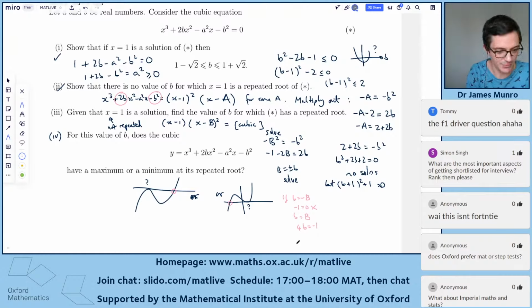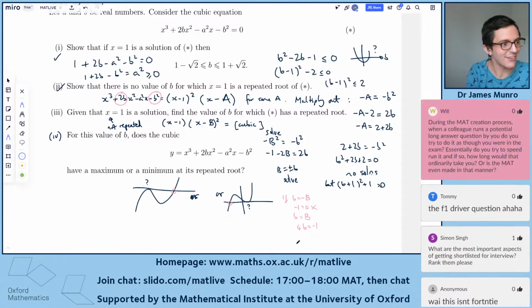There's other questions from before. During the MAT creation question, when a colleague runs a potential long answer question by you, do you try and do it as if it were an exam? Yes, I try and do the questions when people write them for me. Do you speed run it? I guess so. I try and do it carefully and get it right.